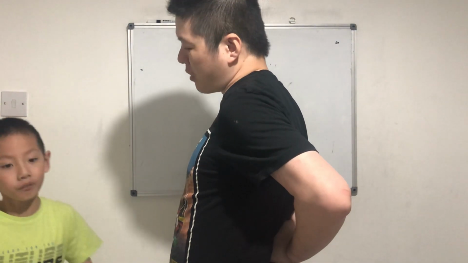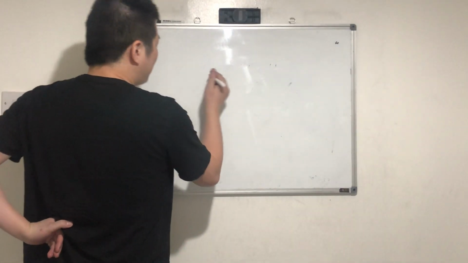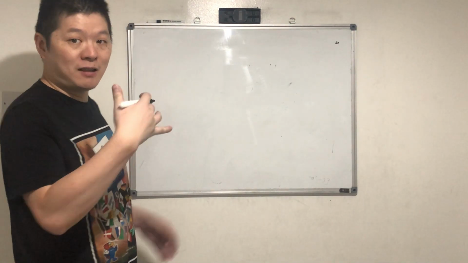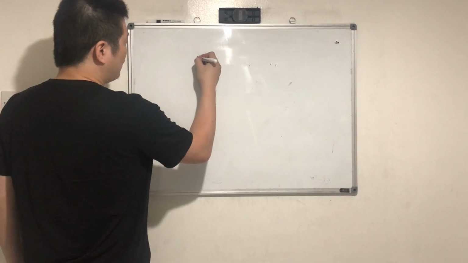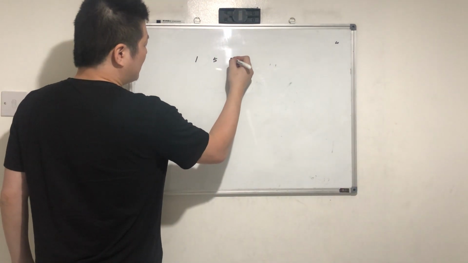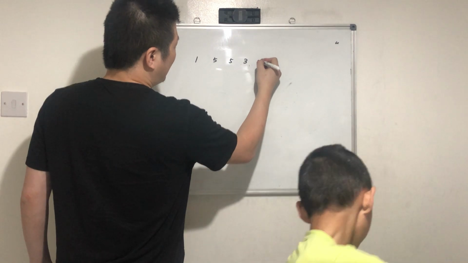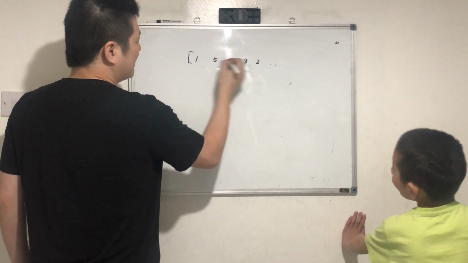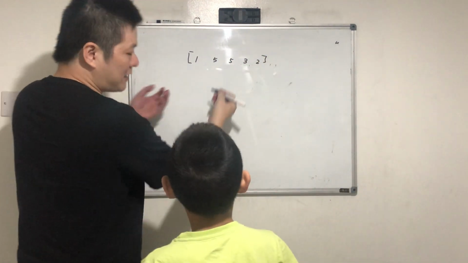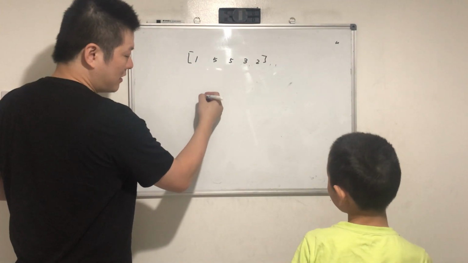Okay. So today we'll talk about an interesting problem called the unobstructed buildings. You're given a list of the building heights, like 1, 5, 5, 3, and 2. So this is the building height, and it doesn't need any commas.